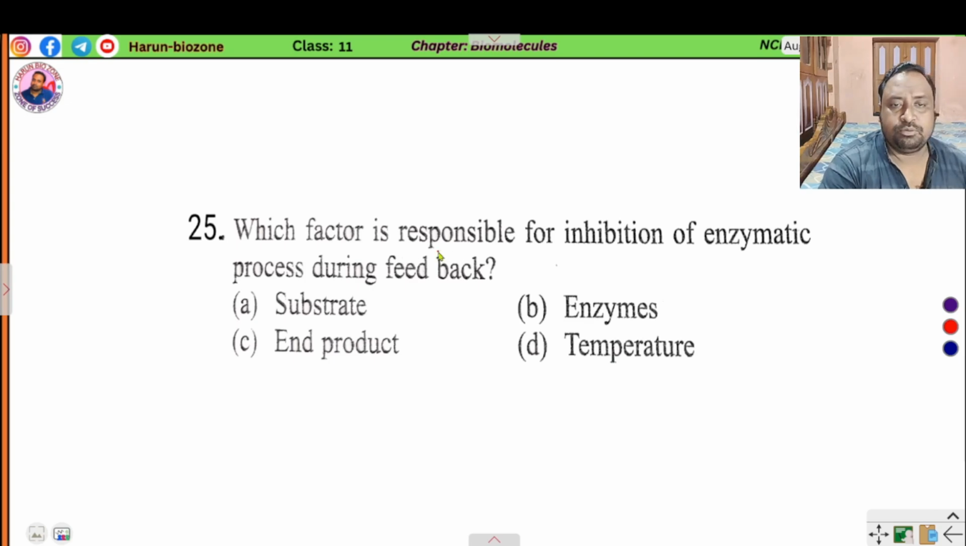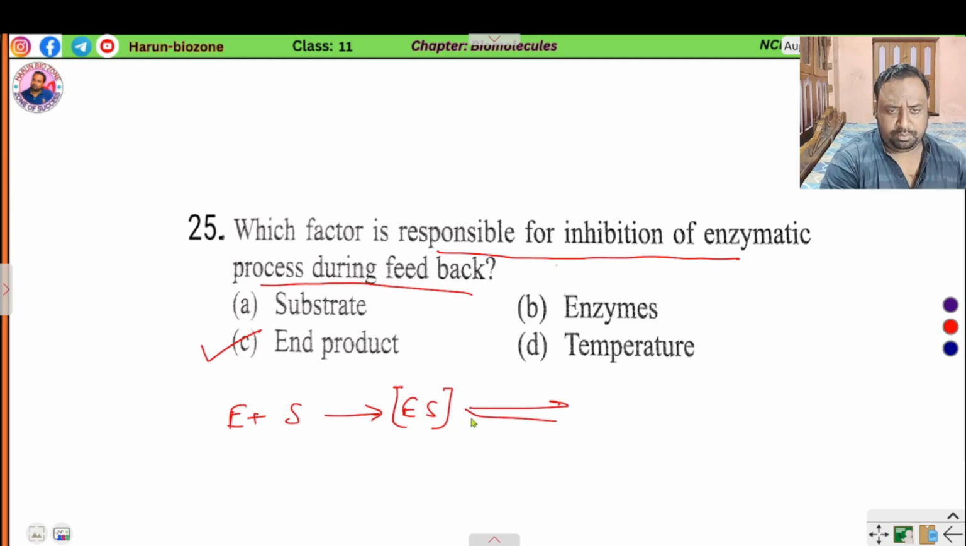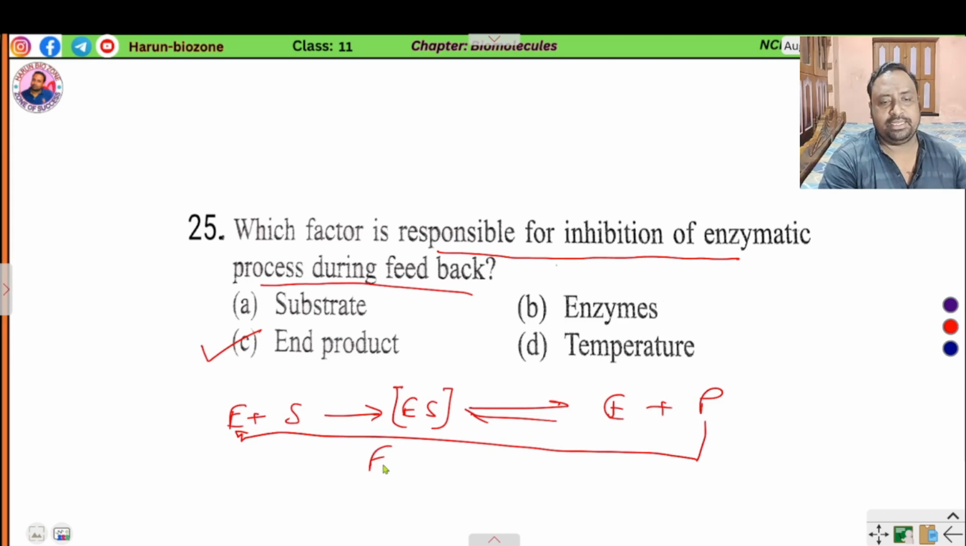Which factor is responsible for inhibition of enzymatic process during feedback? Substrate, end product, definitely end product. Suppose enzyme plus substrate produce a temporary enzyme-substrate complex, then again produce enzyme plus product. This product inhibits the action of the enzyme. This is called feedback inhibition.